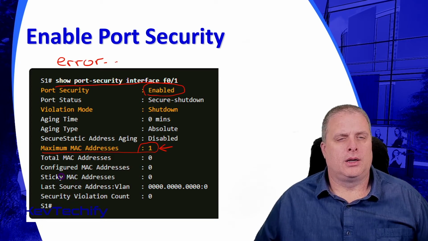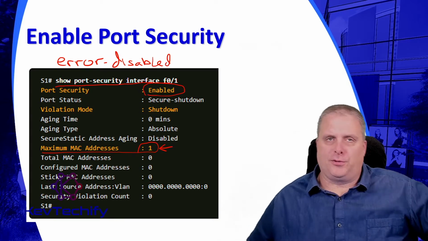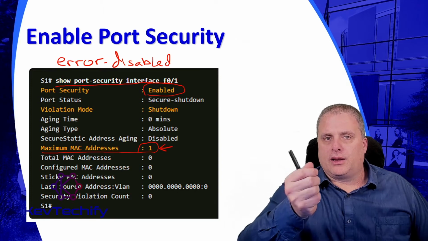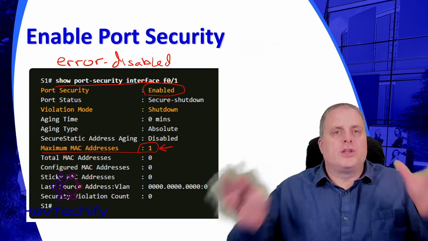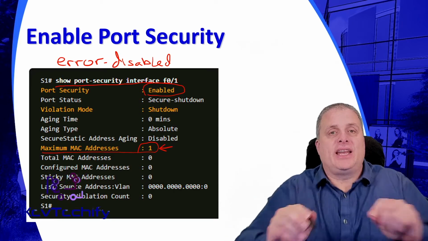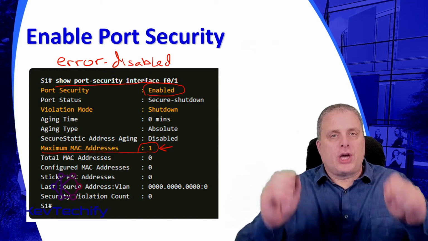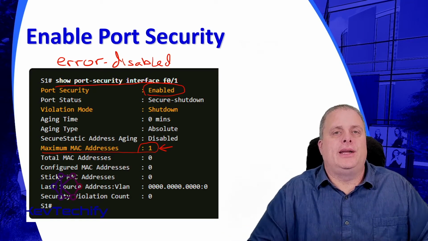Err-disabled. And nothing will be able to go through. Even if you plug that first computer in with that first NIC that has that correct MAC address, that port has been disabled. What you have to do as an administrator, you have to go into that interface. You have to shut it down, and then you have to do a no shutdown on it. You have to manually go in there to do that.